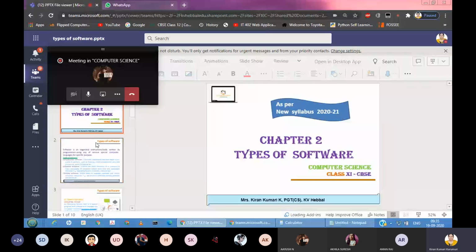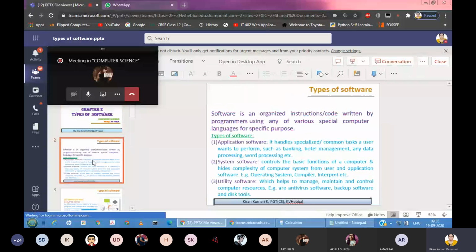So in the types of software, what is software, children, tell me? Which we cannot touch and feel, but it is a set of instructions, programs. Okay, so what is a program? A program is a set of meaningful instructions, isn't it? So software is a single program or a collection of programs. Okay, so what are the types of software based on the usage of that software? It can be application software, system software, and then utility software also.